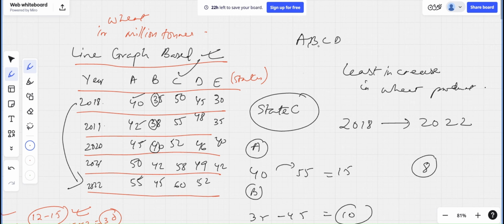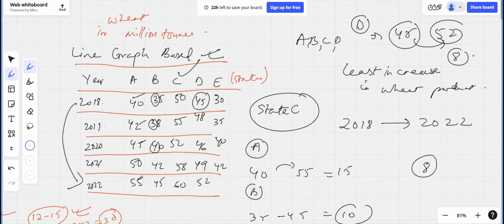So state D is not included. So definitely D is the culprit, right? Because if you see D, in 2018 it was 45, and in 2022 it was 52. You just subtract this, and it is 7 million tons. So this is the least. State D has the least increase. You don't need to find percentage and all. Just do subtraction.